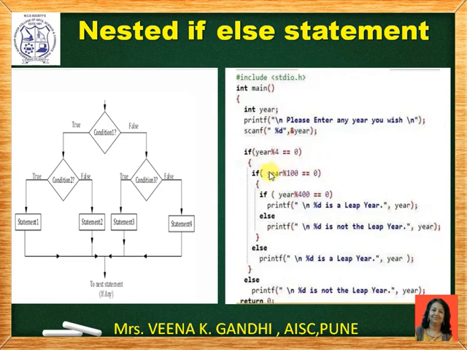But if the year is not a century year, then it will come to this else part, meaning else printf year is a leap year. That means divisible by 4 but not divisible by 100, that is a leap year. If year mod 4 fails, is not true, in that case control will transfer to the last else part. We will print %d is not a leap year, and this %d will be replaced by the year's value.